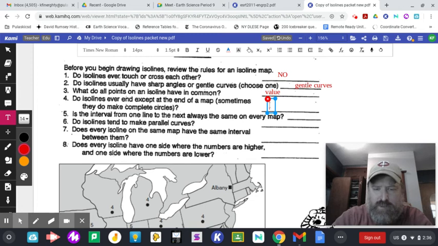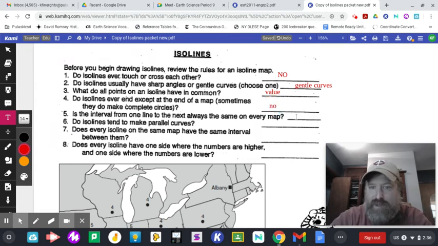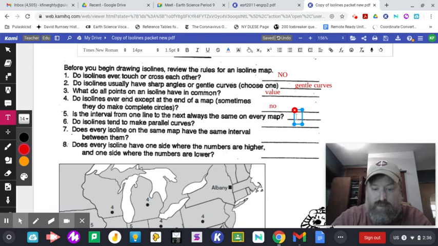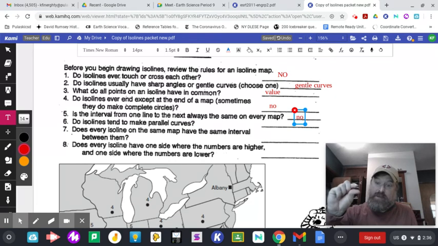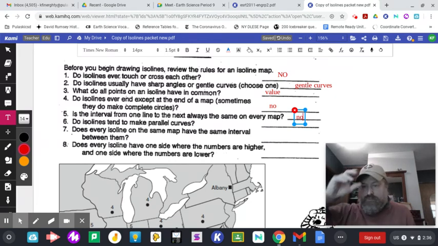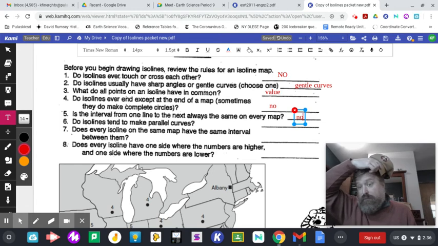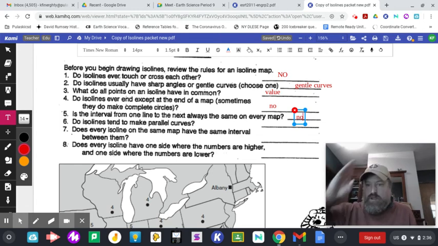Sometimes they do make complete circles, so, right, no, they don't. Is the interval from one line to the next always the same on every map? On every map, no. I don't know if you remember doing the topo maps, but we had topo maps that went by 10 feet intervals, 20 feet intervals, and if you get up into mountains where there's a lot of relief, you need to go maybe by 50s and even hundreds, right? So depending on the map you pick, there's a different interval.